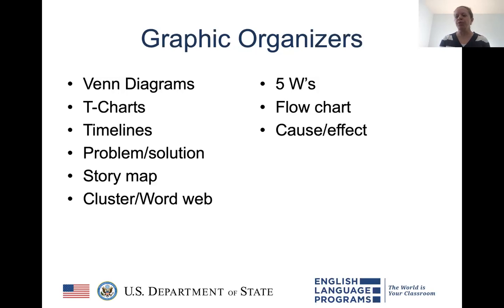Story maps are also great for looking at writing a narrative story. Clusters or word webs can help with definition paragraphs or opinion paragraphs. The 5 W's are great for informative paragraphs, giving information about things. And cause and effect and problem solution graphic organizers help us organize the information for those kinds of reading or writing. I've included at the end of this presentation a resource for more information about graphic organizers.